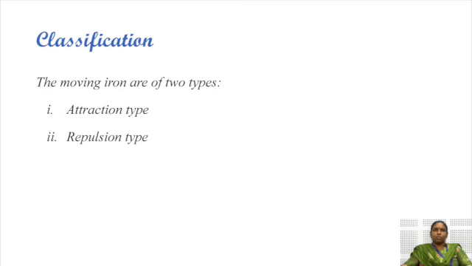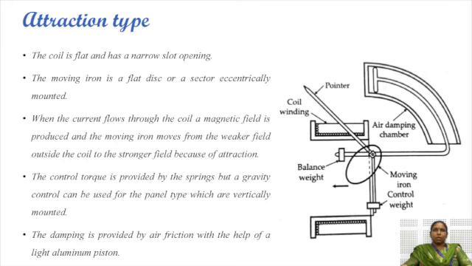Classifications. It has two types: one is the attraction type and the other is the repulsion type. Attraction type. The coil is flat and has a narrow slot opening. The moving iron is a flat disc or a sector eccentrically mounted. When the current flows through the coil, a magnetic field is produced and the moving iron moves from the weaker field outside the coil to the stronger field because of the attraction. The control torque here is produced by the spring, but gravity control can be used for the panel type which is vertically mounted. The damping is provided by air friction.